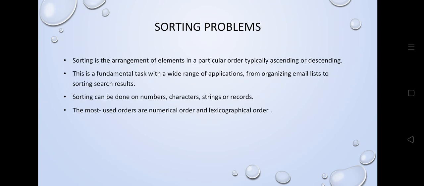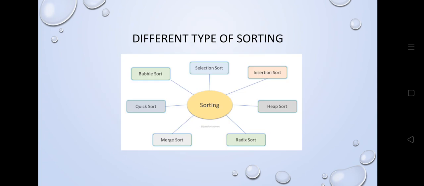First of all, we can discuss sorting. Sorting involves arranging elements in a specific order, typically ascending or descending. It's a fundamental task with many applications, such as organizing emails or sorting search results. Sorting can be applied to numbers, characters, strings or records, with the most common orders being numerical and lexicographical. There are various types of sorting algorithms such as bubble sort, selection sort, insertion sort, heap sort, radix sort, merge sort, and quick sort.